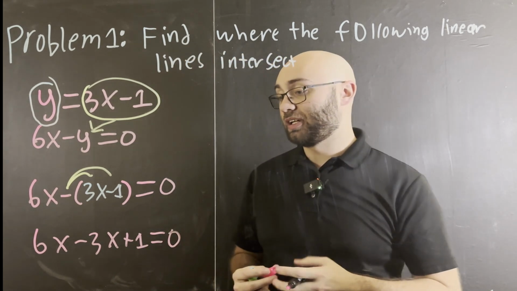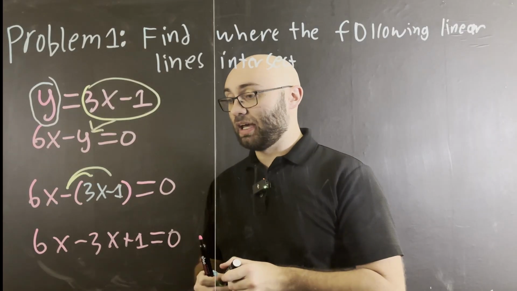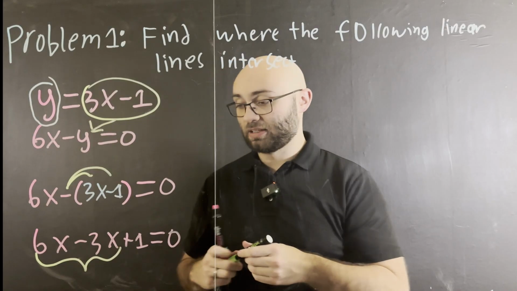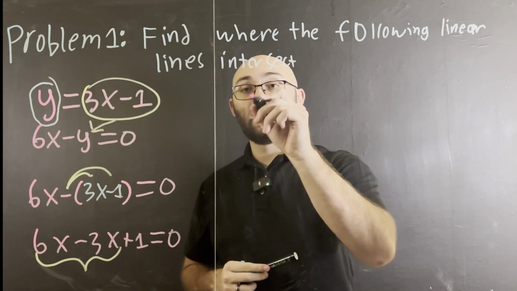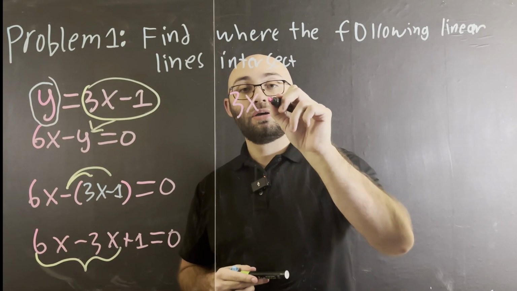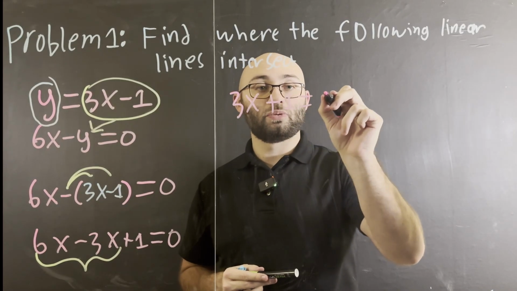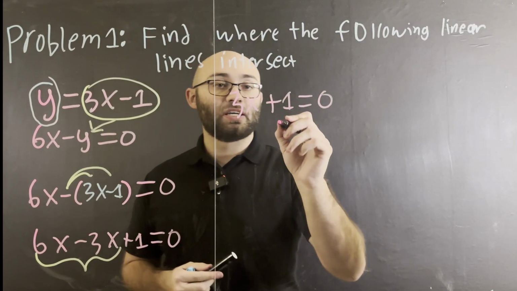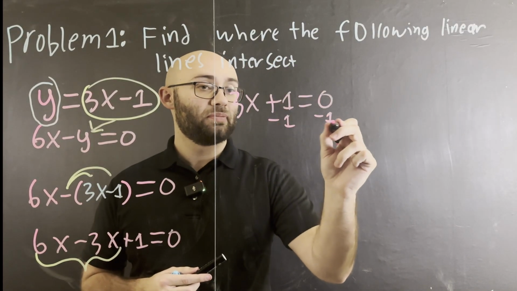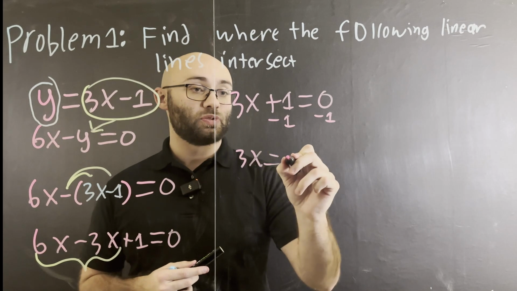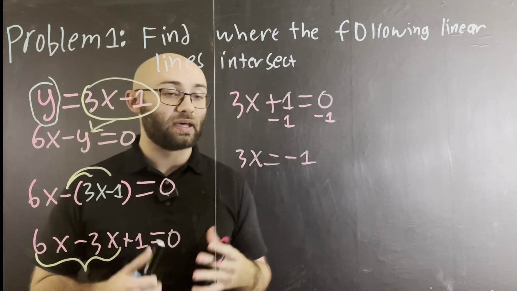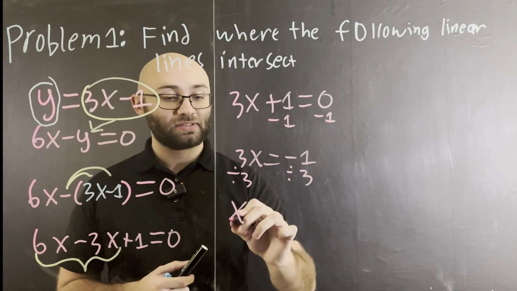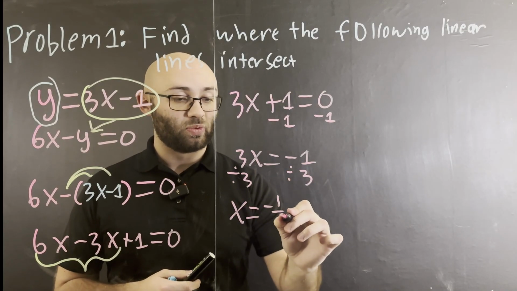I'm going to continue my work over here. We need to combine like terms, and the two terms we're going to combine are these x's. So let's go ahead and combine those. 6x minus 3x is 3x plus 1, which is equal to 0 still. And now we need to isolate our x variable. Our next step is to subtract 1 over, subtract 1. Then I get 3x is equal to negative 1. And then my last step is to divide both sides by 3. And I get x is equal to negative 1/3.